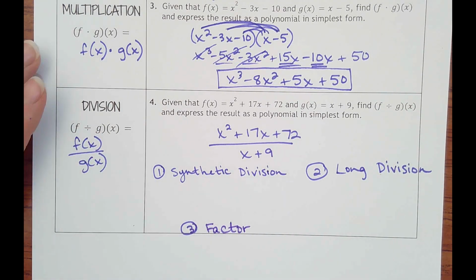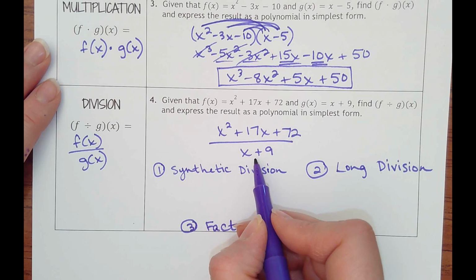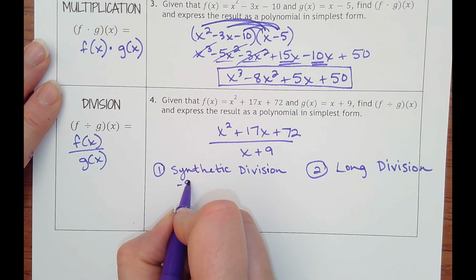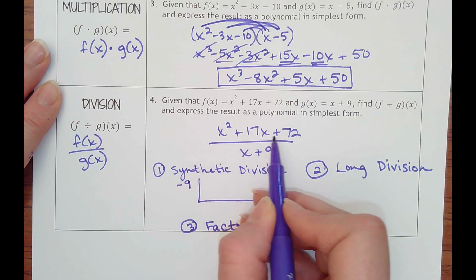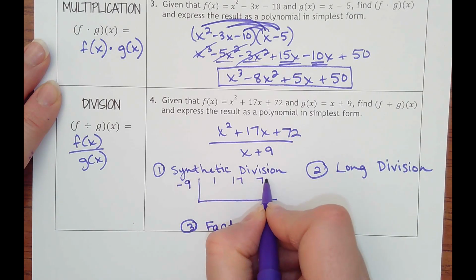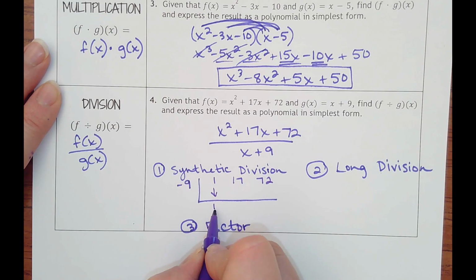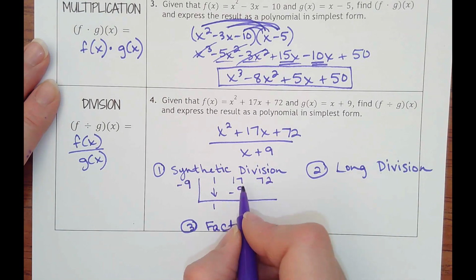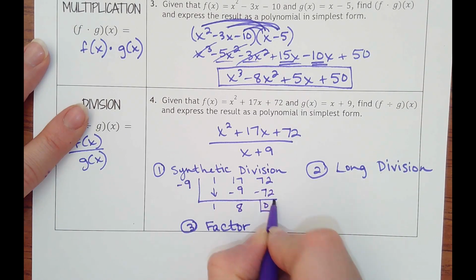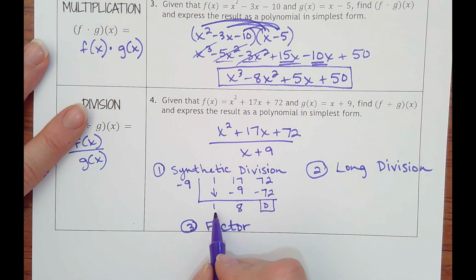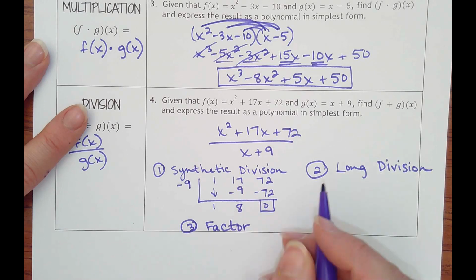Synthetic division, remember that if my factor is x plus 9, I'm really going to divide by negative 9. Then you'd write your coefficients of 1, 17, 72. Bring down the first number, multiply. That would be 8. Should get a remainder of 0. And this drops down a power from the original, so this would be x plus 8.